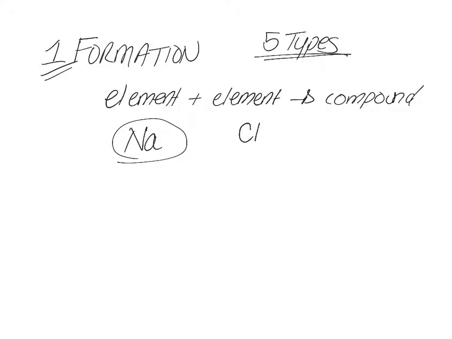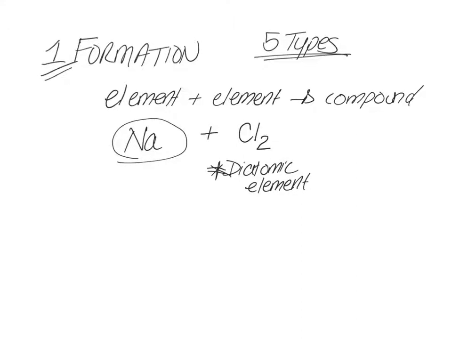Chlorine is also an element, but chlorine is what we call a diatomic element. So it happens in twos, and so it has to be written like so. Both of these are elements, but this one is a special one called a diatomic element.